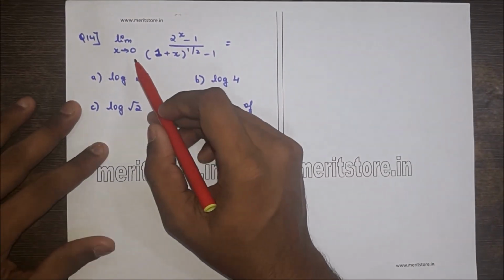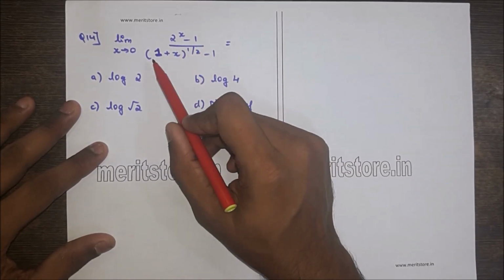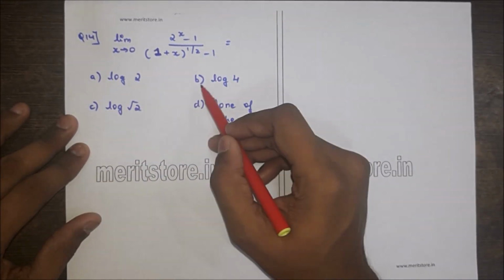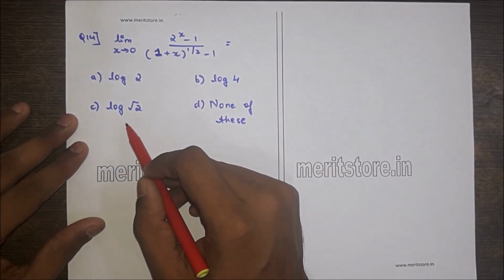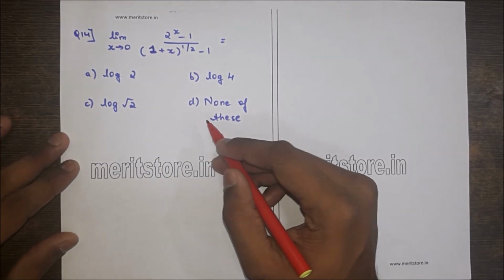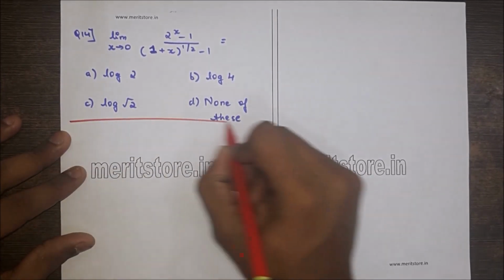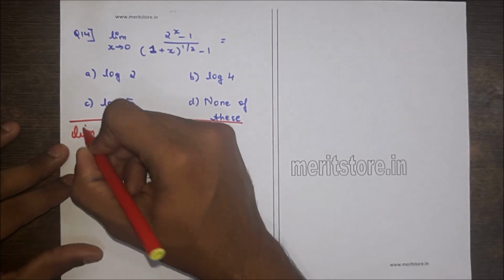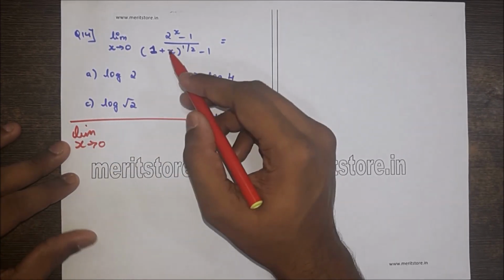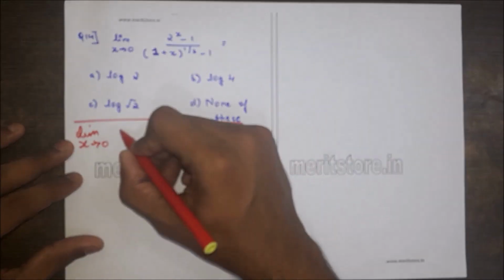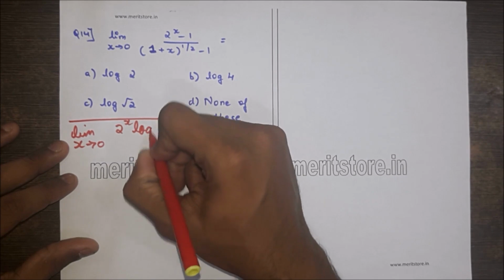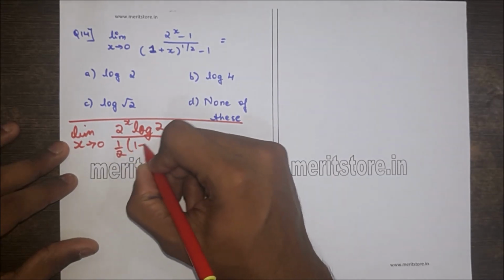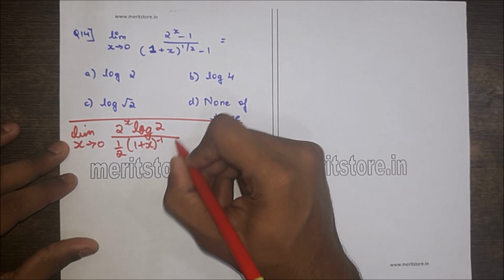Limit of x tends to 0 of 2 raised to x minus 1 upon 1 plus x raised to 1 by 2 minus 1 equals option A log 2, option B log 4, option C log of root 2, and option D none of these. What we do first is we take limit of x tends to 0 and 2 raised to x minus 1. On applying L'Hopital's, we get 2 raised to x log 2 upon 1 by 2 of 1 plus x raised to minus 1, and minus 1 becomes 0.